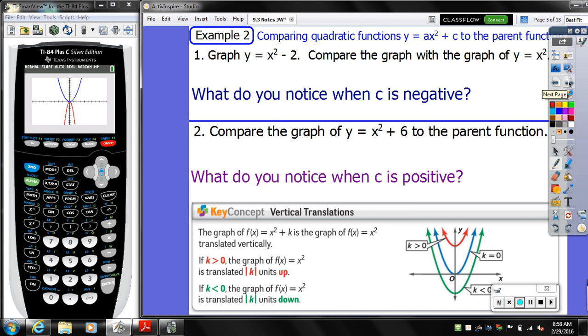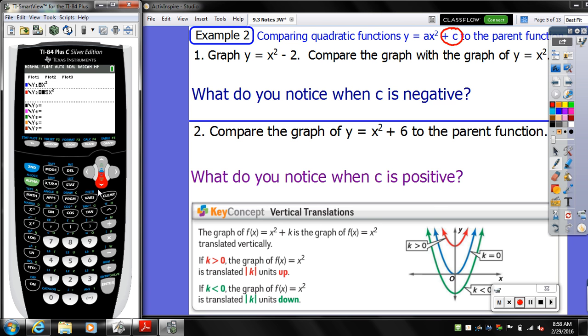Next thing we're going to look at is if we add something to the x squared. So if we add or subtract something at the end of x squared, we're going to graph y equals x squared minus 2 and compare it to the parent function. So I'm going to plug that in, x squared minus 2. Press graph. The first one that comes up, even if yours is not colored, is going to be your parent function because you put it first.